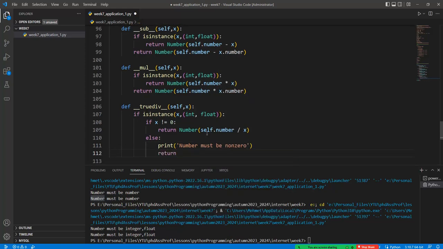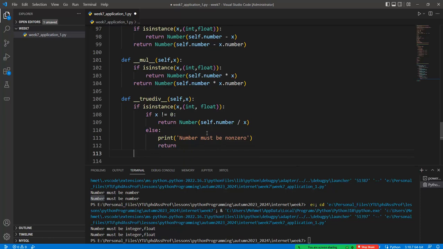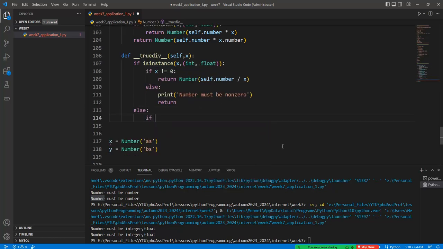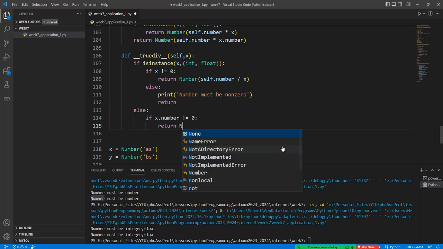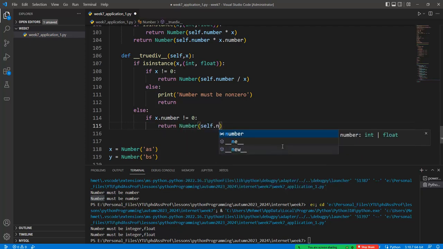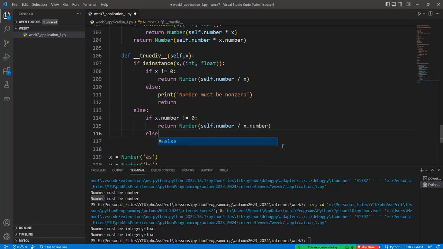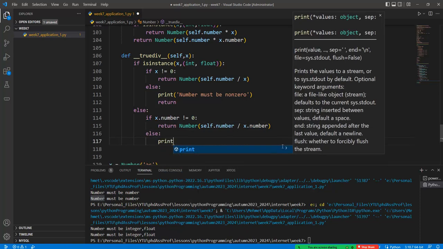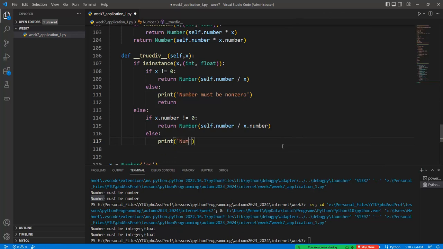Okay, and also we should give the return values here like this one. If isinstance is integer or float, and if x number is not equal to 0, then we can return self number divided by x number, and otherwise print: number must be non-zero value here.